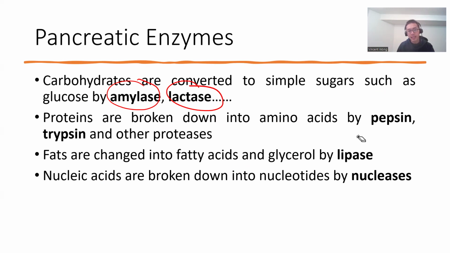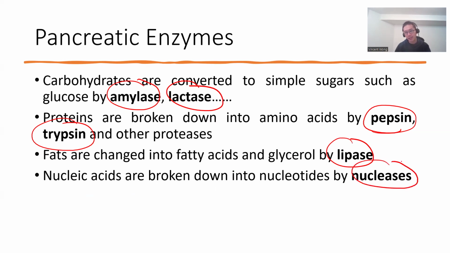To break down the proteins into amino acids, we have pepsin and trypsin. Okay. Again, pepsin was first introduced in the stomach, okay, by the chief cells, right? They produce the pepsinogen, which gets converted into pepsin. But pepsin has a cousin. Its name is trypsin. They are related in terms of how they break down the protein. And then fats are going to be broken down by lipase, and nucleic acids are going to be broken down by nucleases. So basically, there is an enzyme that is designed to break down each of the macromolecules that we know about.